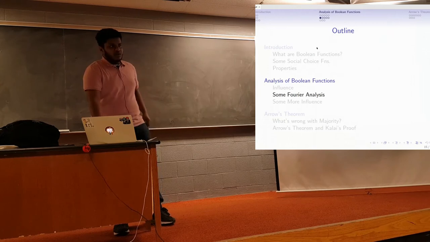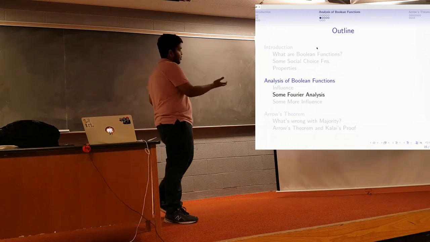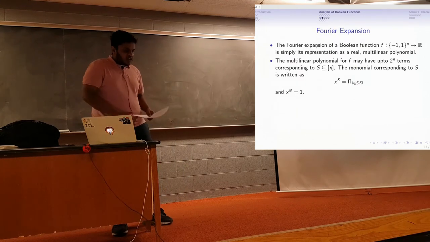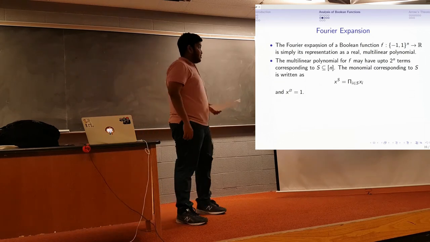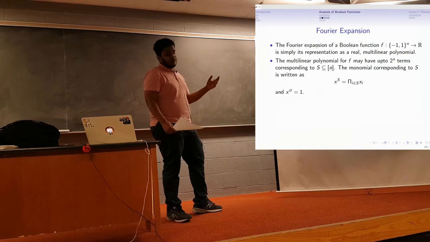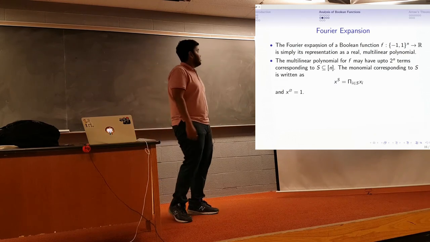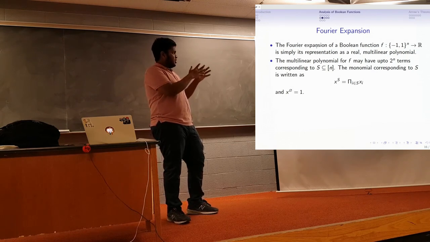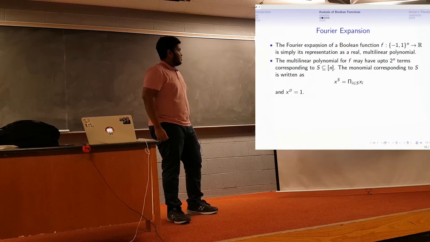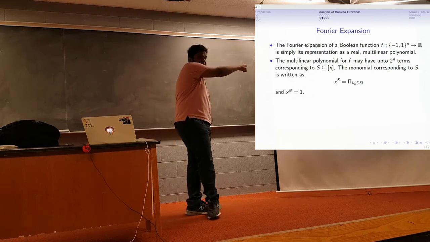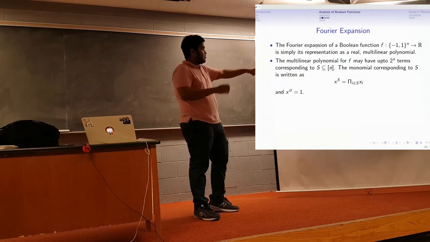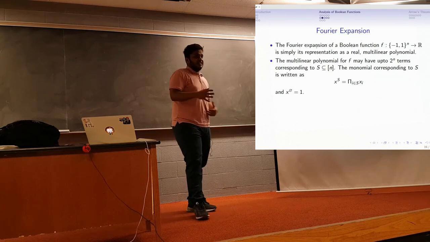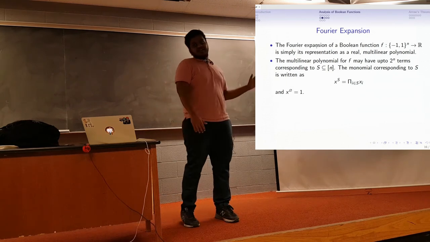Now we need some more fundamental tools to actually prove things about influence. So we're going to talk about some Fourier analysis of these Boolean functions. The Fourier expansion of a Boolean function f from {-1,1}^n to R is a representation as a real multilinear polynomial, and this multilinear polynomial has monomials that are defined by subsets S of [n], where the monomial x^S is simply the product of all the x_i such that i is in S. So does everyone get that? The definition is a little confusing.